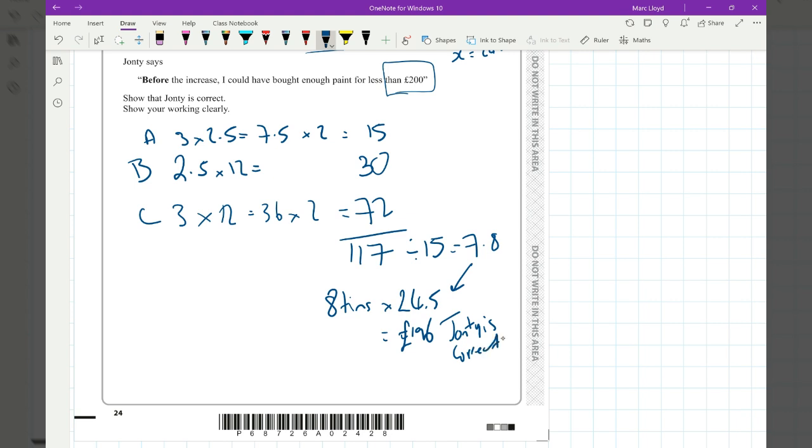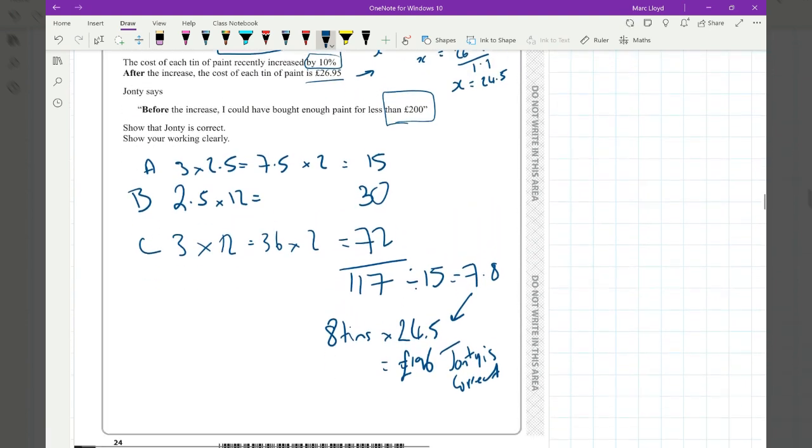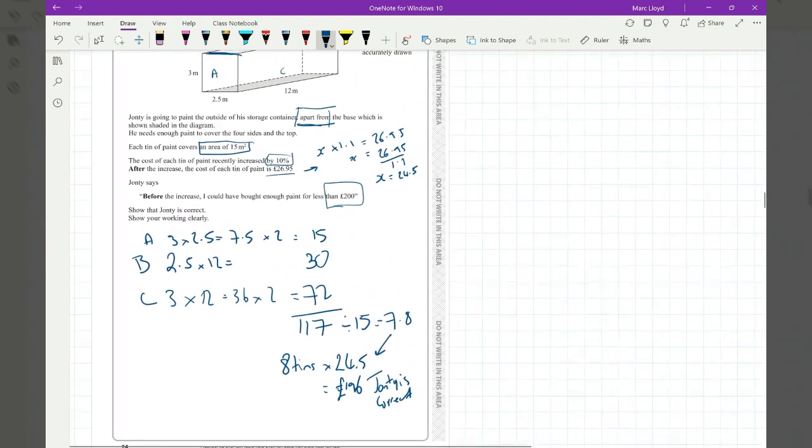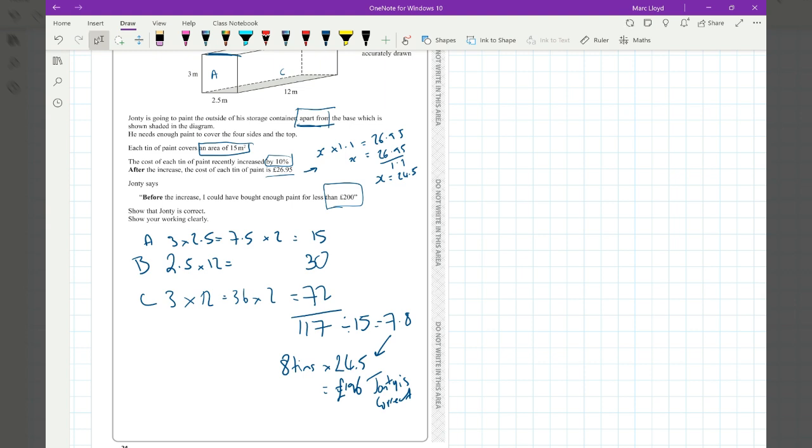Now you can't just write Jonty's correct with no workings. You need to show the 196 in order to get all of the marks there, and that is a 6-mark question, so that's a biggie, lots to do. If you can't get started on it, just start finding some areas. Just do bits that you know. You may not be able to complete the question, but do bits you know, pick up some marks on this last question on the foundation and this key question on the higher.